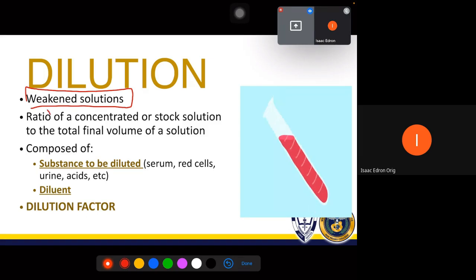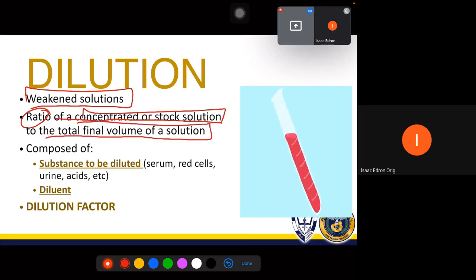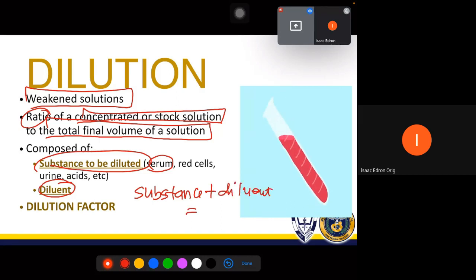So it is a ratio of concentrated or stock solution to the final volume of the solution. Okay? So it is composed of the substance to be diluted. For example, you want to dilute serum. Di ba? Serum is a part of our blood after centrifugation, yung upper part of our blood. So you want to dilute serum, tapos magkaroon ka rin ng diluent. So actually, it is the substance, then i-dilute mo siya with the diluent para makuha mo yung iyong final volume. Okay? So substance plus diluent equals the final volume. Yun na yung iyong dilution.